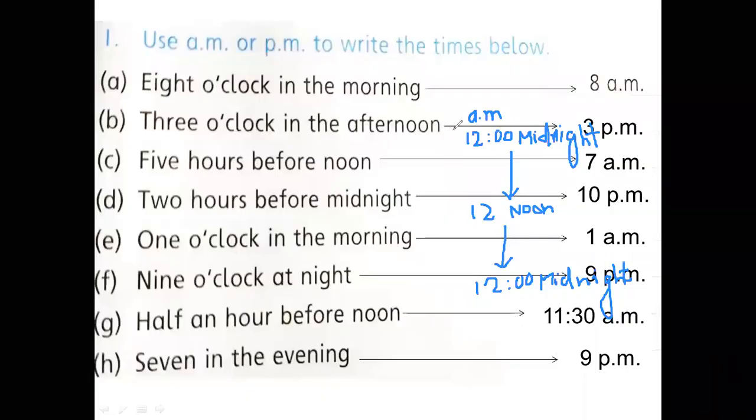Dear students, remember that a.m. starts from 12 midnight to 12 noon, 12 hours. And p.m. starts from 12 noon to 12 midnight. Here we also have 12 hours. In other words, AM represents morning time and PM represents evening time.